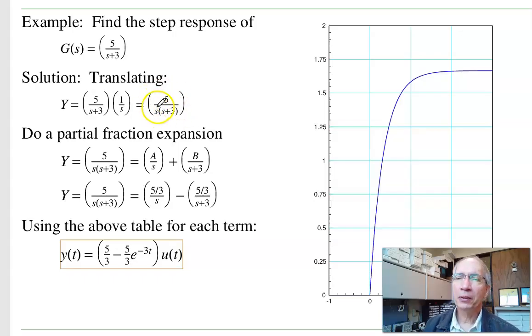This is not in my table, so what I do is I use partial fraction expansion. I know the answer is going to look something like a over s plus b over s plus 3. To find a and b, I use the cover-up method. Cover up the s, plug in s equals 0, I get 5/3. To find b, I cover up this term, plug in s equals minus 3, I get minus 5/3. Now these are in my table. The inverse Laplace transform is 5/3 minus 5/3 e to the minus 3t for time positive.